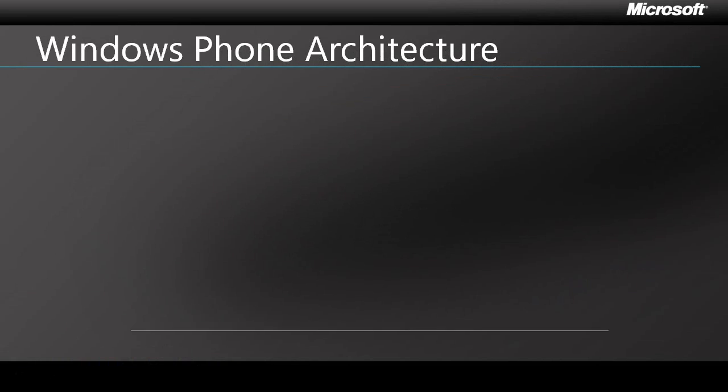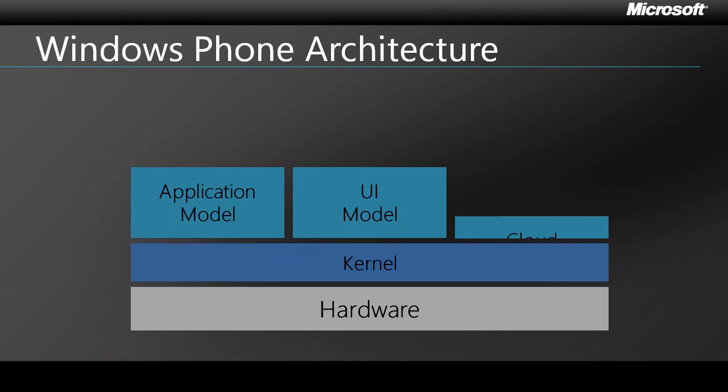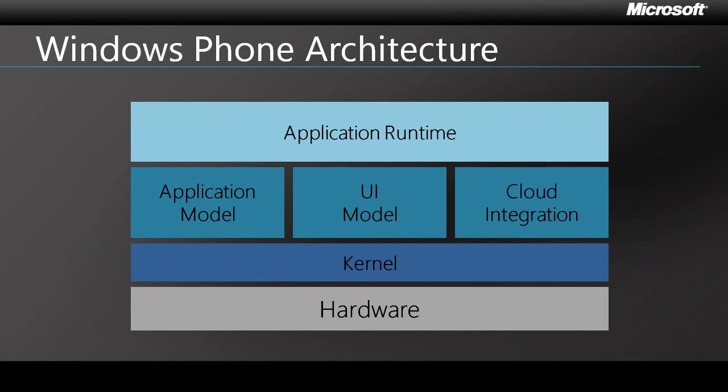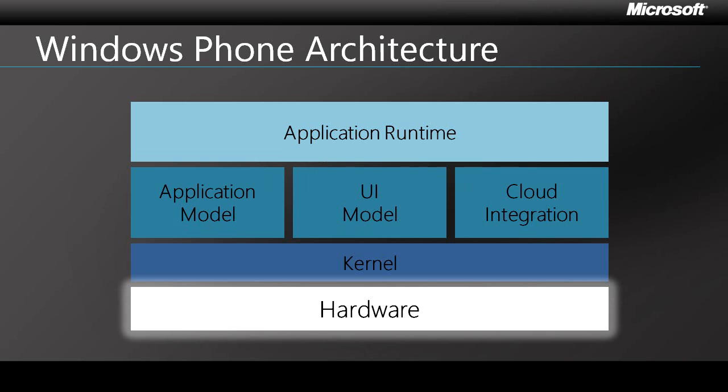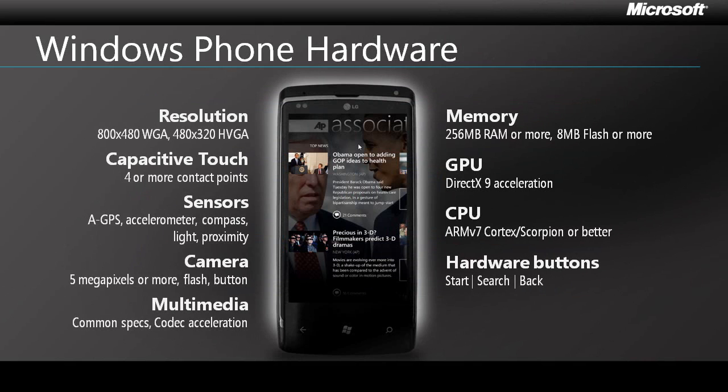Now, here's a high-level view of the Windows Phone 7 platform. During this session, I'll be talking about each component that you see here. Now, we'll work our way up from the bottom, so of course that means I'm going to start with the hardware itself. The hardware is an important part of the architecture because it provides the foundation for everything else. It determines what features your application code has access to.